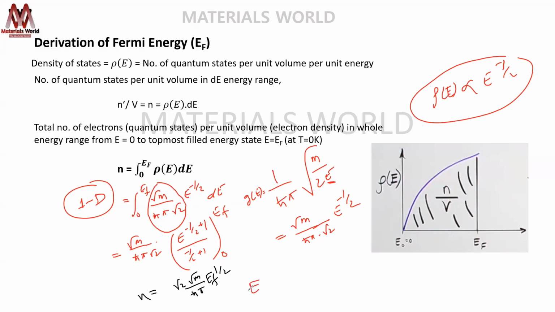Or for EF, what is the expression? It is h cross pi n by root 2 into root m, right? And if you simplify it, EF is nothing but h cross square, of course.